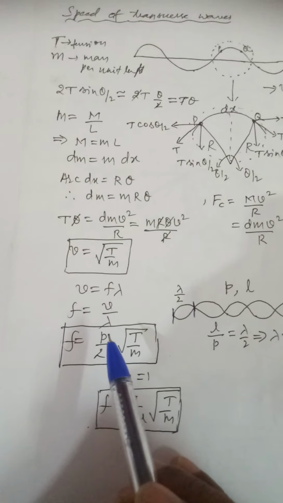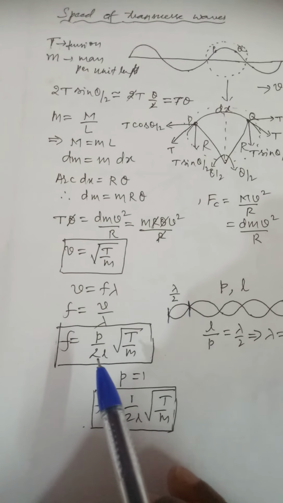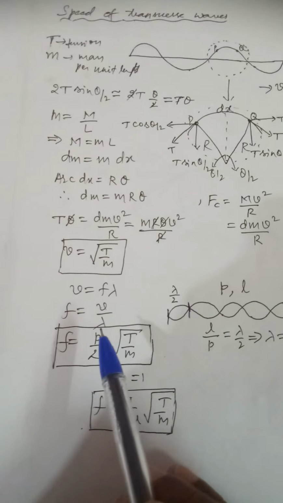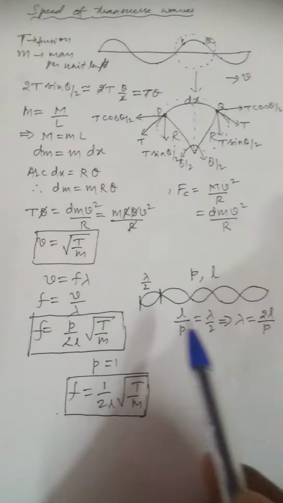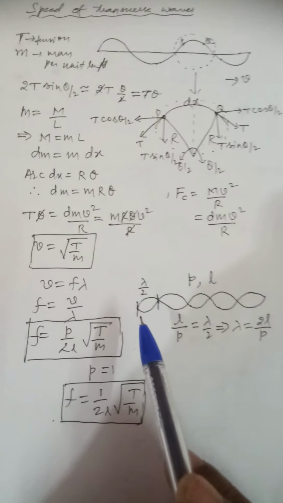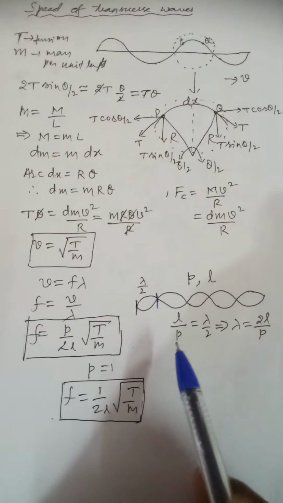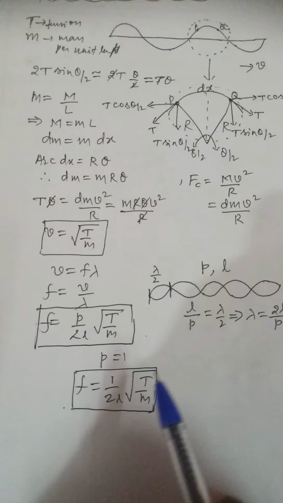Now frequency is equal to v by lambda, so f is equal to p by 2L times square root of T by m, because 1 by lambda is equal to p by 2L. If the number of segments is 1, so that the string is vibrating in the fundamental mode, p is equal to 1, and f is equal to 1 by 2L times square root of T by m.